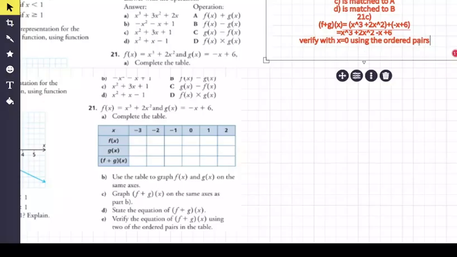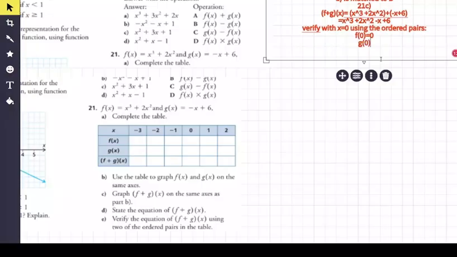So using our ordered pairs, at f of 0, that should be pretty much straightforward. So x cubed, 0 cubed is 0. 2x squared, 0 squared is also 0. So we have 0. And then g of 0, we will have negative 0 plus 6. So that's 6. Okay, that makes sense.